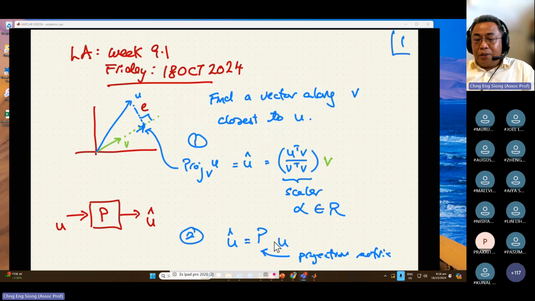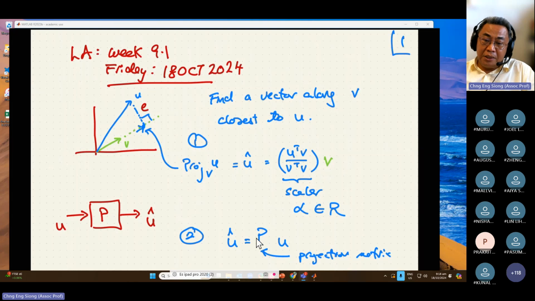We then say, okay, we are not happy with this point of view. Let us think of another point of view. Another point of view is this. U is our input. U hat is our output. Couldn't we also think of it as P times U? Oh, yes, we can. So now let us figure out what is P.